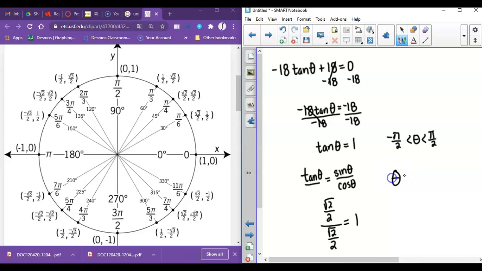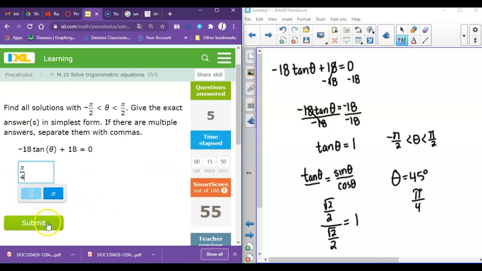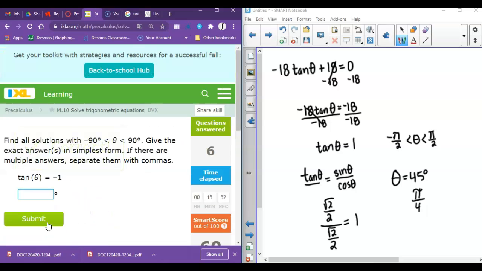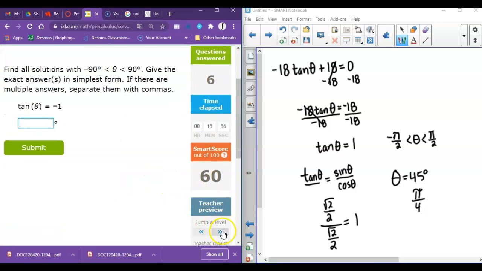So our theta is going to be 45 degrees, but the question doesn't want degrees, so we need to type in pi over 4. So we go over here, I'm just going to type in pi over 4, and that will give us our answer. Okay. I'm going to skip to the next level.